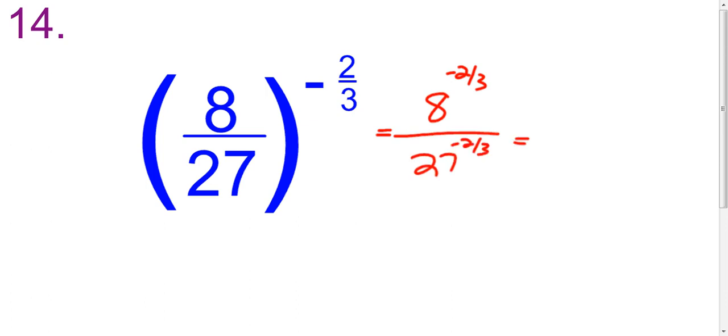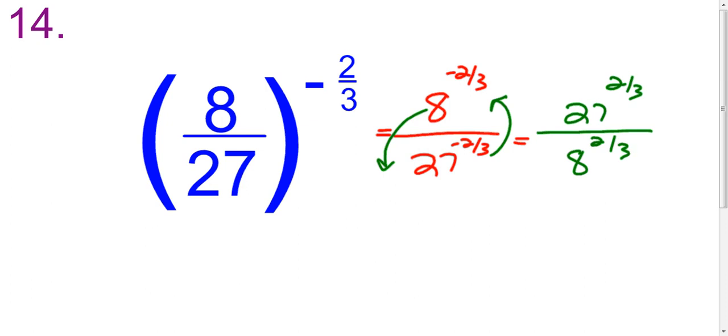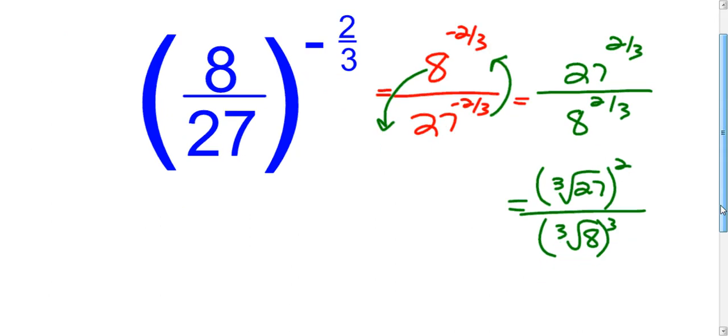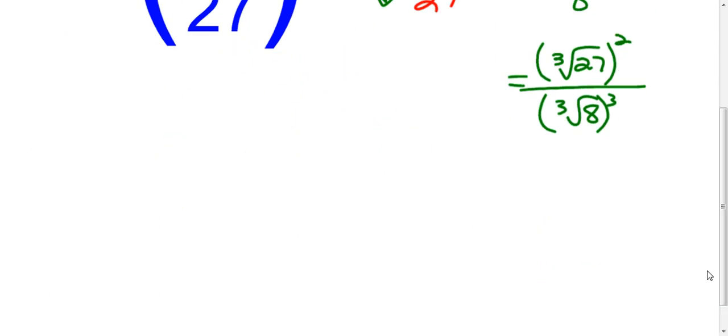Now they're both negative, so they both need to switch spots and become positive. That needs to go down, and that one needs to come up. So now I have 27 to the 2/3 power over 8 to the 2/3 power. What that really means is the cube root of 27 squared over the cube root of 8 squared. Well, the cube root of 27 is 3, and 3 squared is 9. So my numerator would be 9. And on the bottom, the cube root of 8, it's 2 times 2 times 2. That makes 8. So the cube root of 8 is 2.